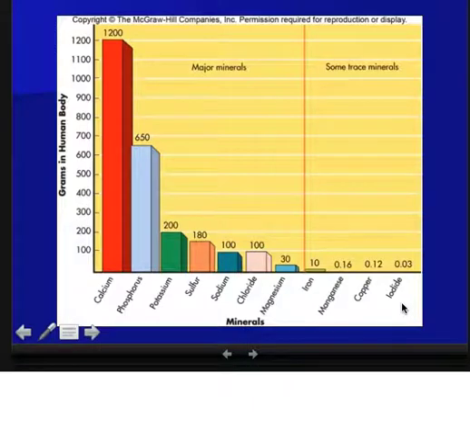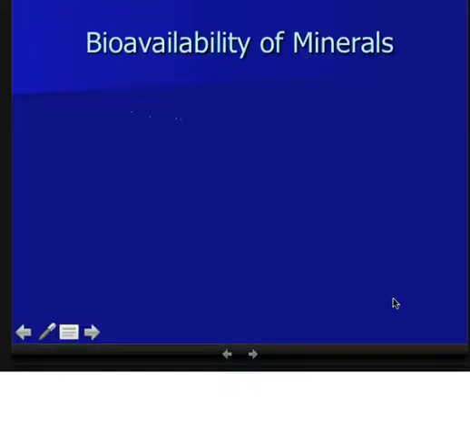So here you can see that calcium and phosphorus predominate, followed by potassium, sulfur, sodium, chloride, and magnesium. And then once we get to the trace minerals, examples would be iron, manganese, copper, iodide. There are other trace minerals as well that aren't listed. But again, just because they're present in smaller quantities doesn't mean they're any less important to our normal physiology.